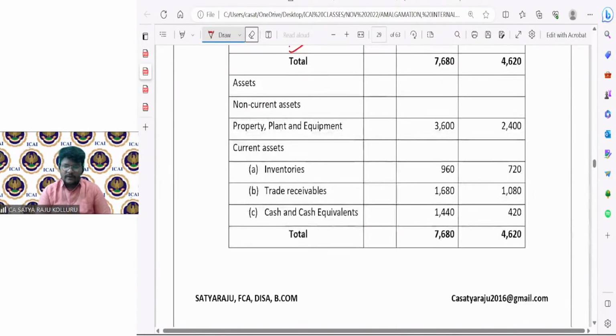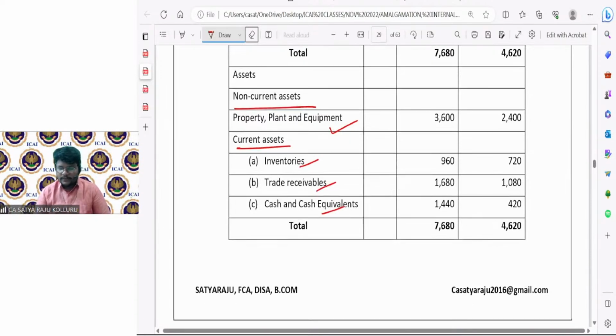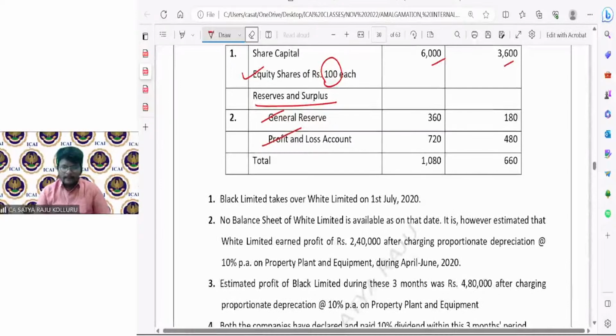Next, under assets, non-current assets, PPE, property, plant and equipment, with no further classification. Current assets: inventories, trade receivables, cash and cash equivalents. Black Limited takes over White Limited on 1st July 2020. Then Black Limited is the purchasing company, White Limited is the selling company.